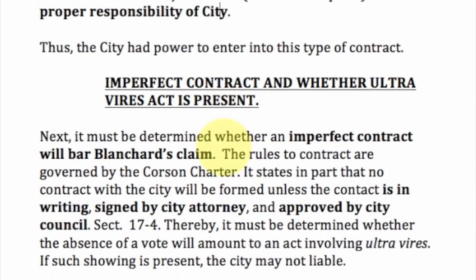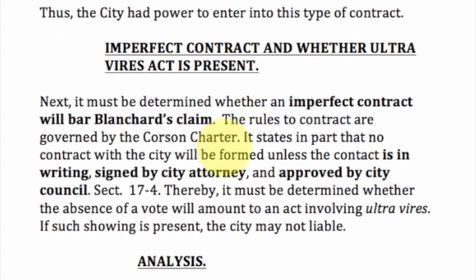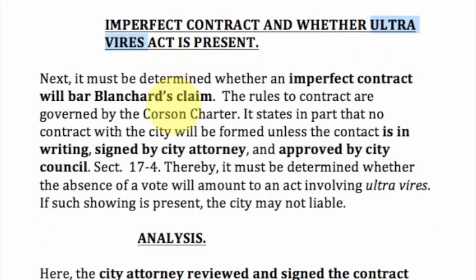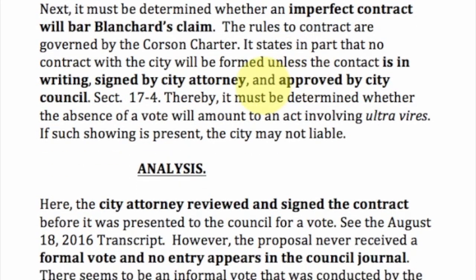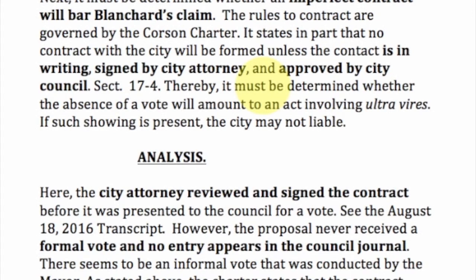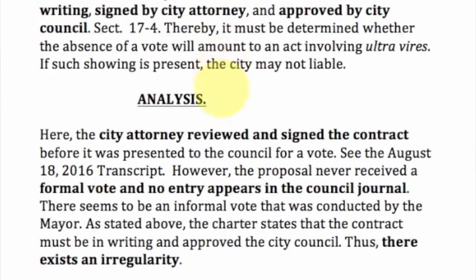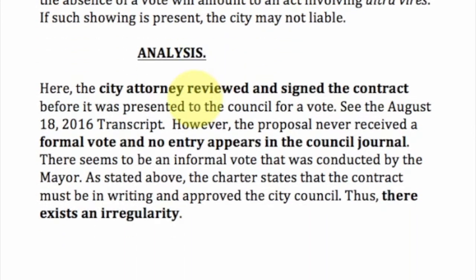Now here's where we have the imperfect contract. And then of course we get into that ultra vires issue. Okay, that's coming. So imperfect contract, okay. And of course in the rules, they do give you the requirements for the city to enter into a formal agreement. It has to be in writing, all that good stuff.